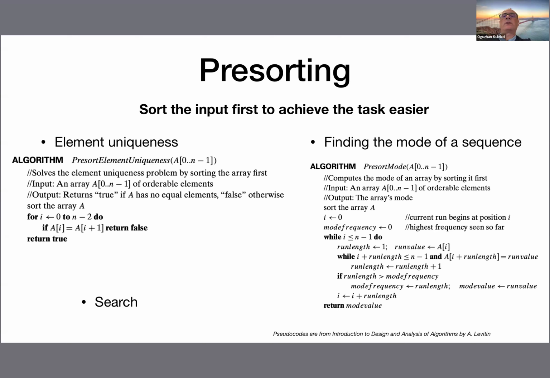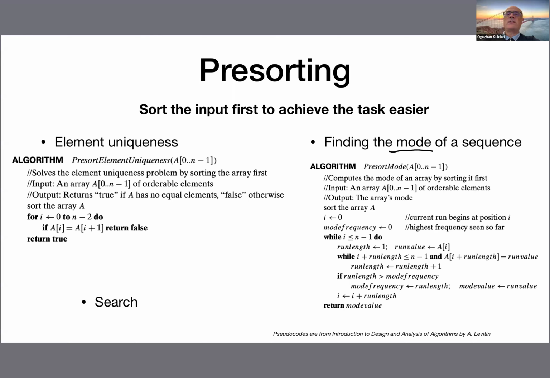Here is another example. If you would like to find the mode of a sequence, that is, again, a primitive operation in many algorithms. So what is the mode of a sequence? The mode is the most frequent element. We would like to find the most frequent element in a given set. How can I do it?